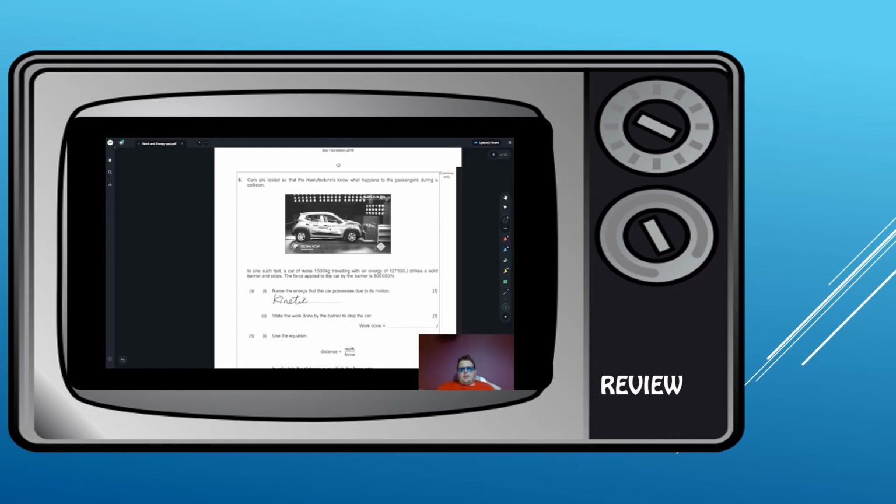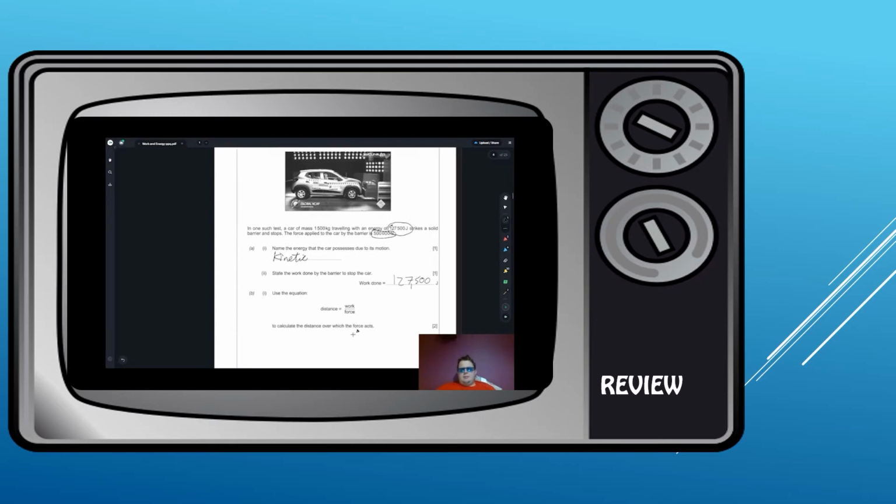The work done is going to be the force... no, not the force, sorry, we're told it's travelling with that amount of energy. The work done must be that energy for 1 mark. Reading too much into the question. To work out the distance, we are going to do the work done, 127,500, divided by the force, 500,000, and that gives us a distance equal to 0.255 meters.